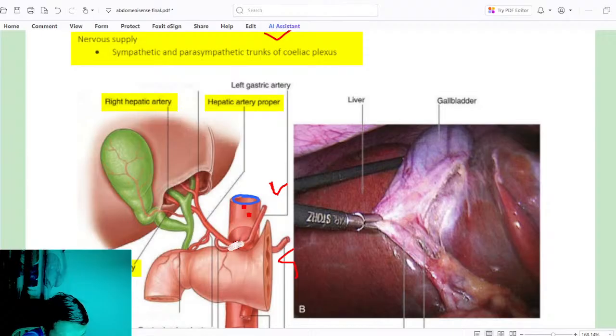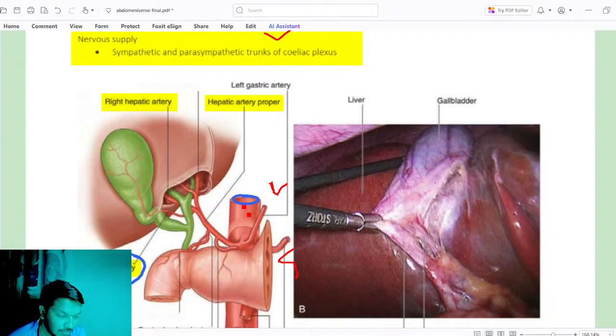Blood vessel already we have seen. Now gallbladder. Gallbladder is getting supply by cystic artery. During cholecystectomy, this is the common site of bleeding. Most of the time it becomes very difficult to identify. That's why most of the bleeding occurs from cystic artery.